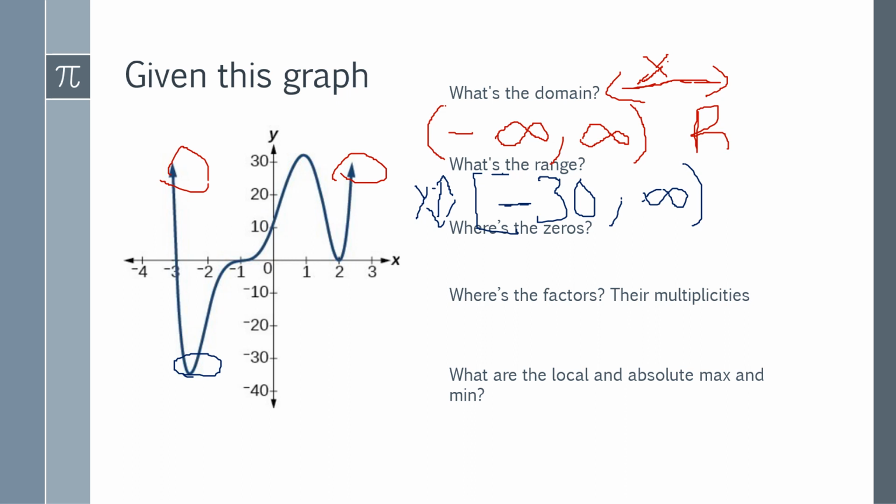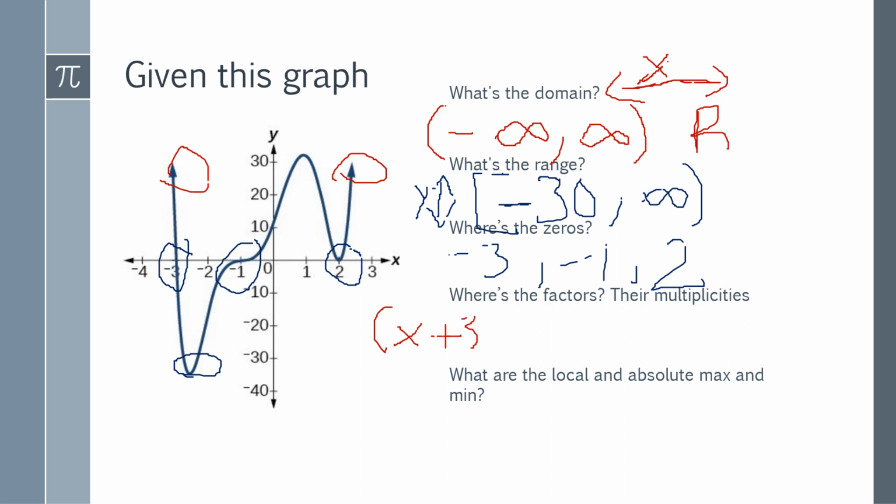So where are the zeros of this graph? -3, -1, and 2 are your zeros. So -3, -1, and 2. Give me your zeros. Where are your factors? So if your zero is -3, your factor is going to be x plus 3.